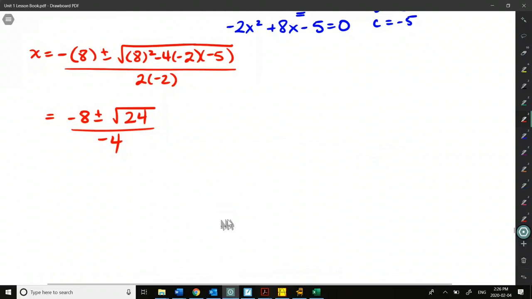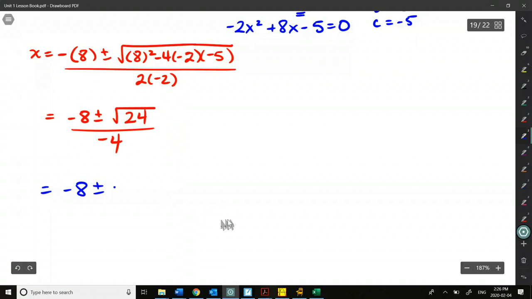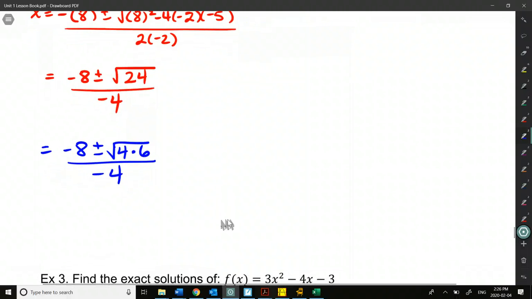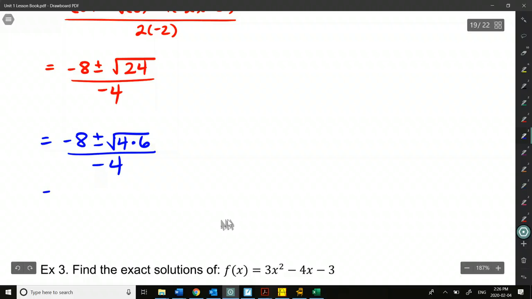Okay, now into the grade 11 part. So does 24 have any perfect squares inside of it? Lisa? Great, 4 and 6. We will square root the 4 part. So square root of 4 is 2, 6 remains in the root.